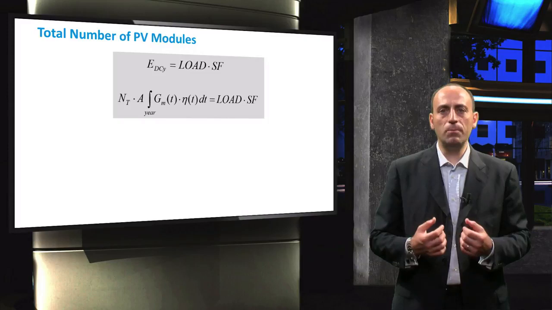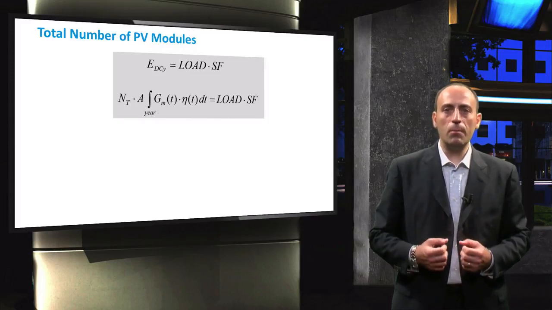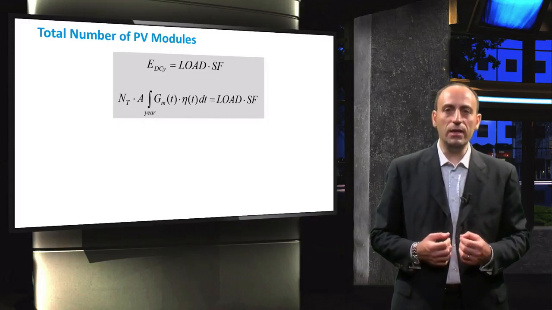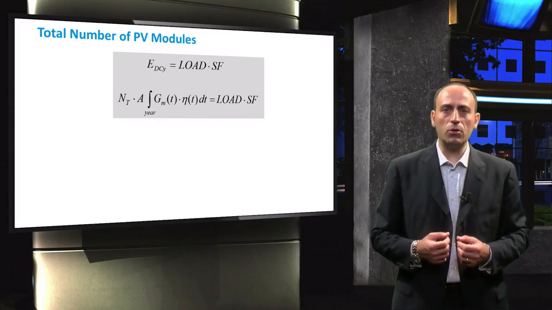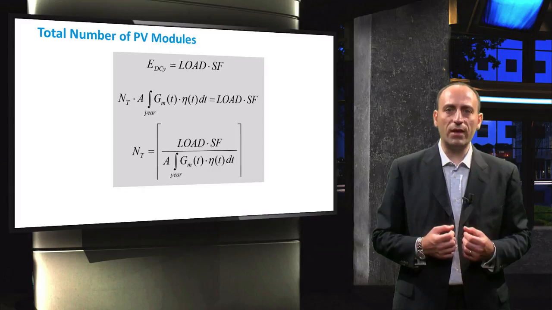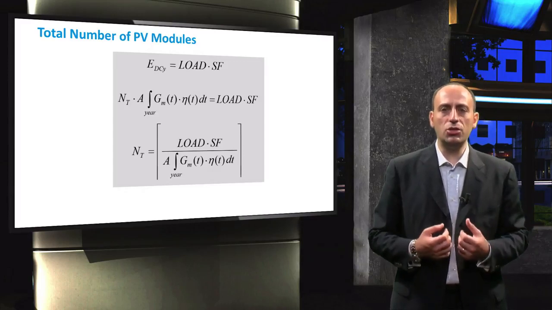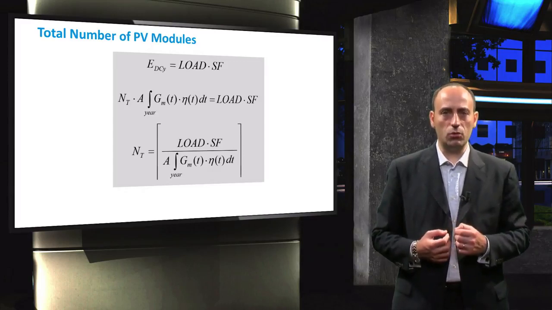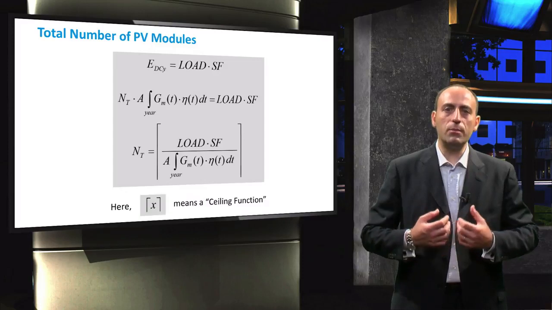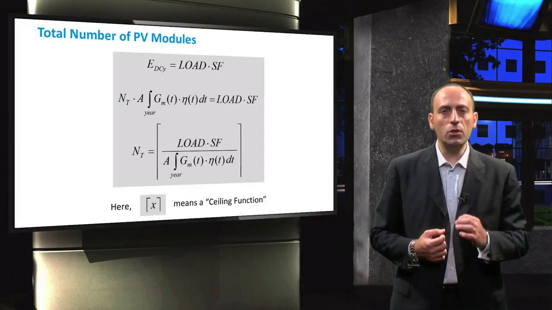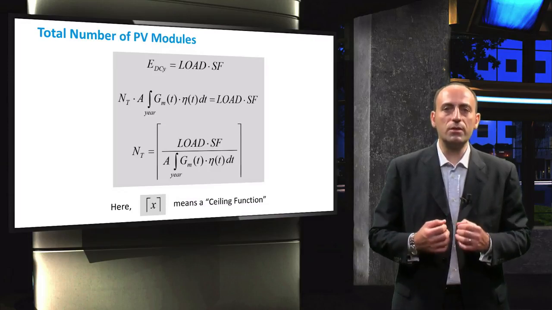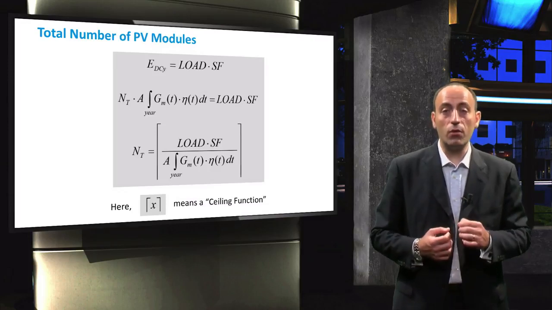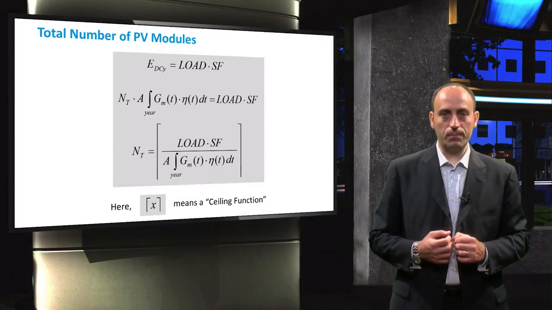With the energy balance in place, the total number of PV modules required, NT, can be calculated. This number is equal to the product of the load demand and the sizing factor divided by the energy generated by a single PV module. Note that the parentheses in this equation denote that the required number of modules is rounded up to the nearest integer that is greater than or equal to x.